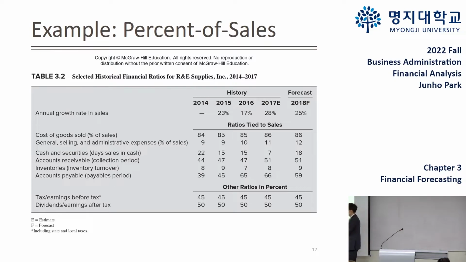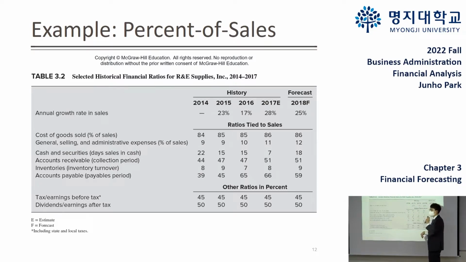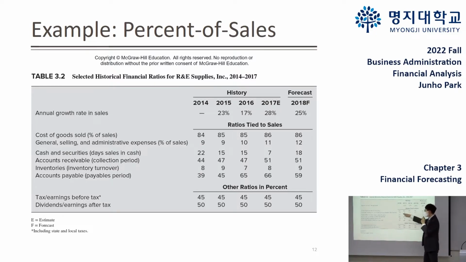So here you can find the cost of goods sold, and its percentage in terms of sales has been 84%, 85%, 85%, and 86% for the last 4 years. Therefore, we assume that in the next year, it will again become 86% of the sales.